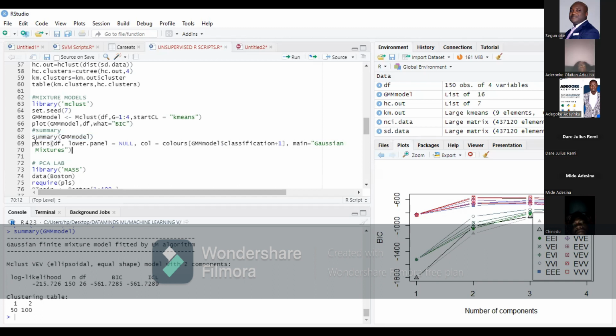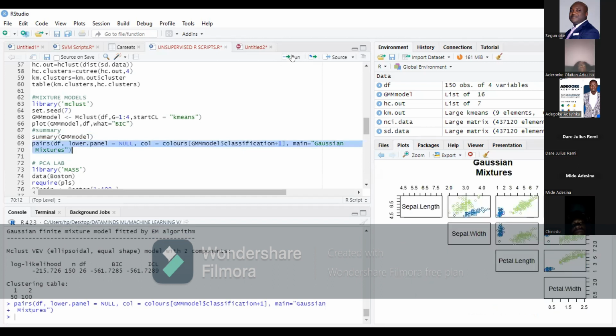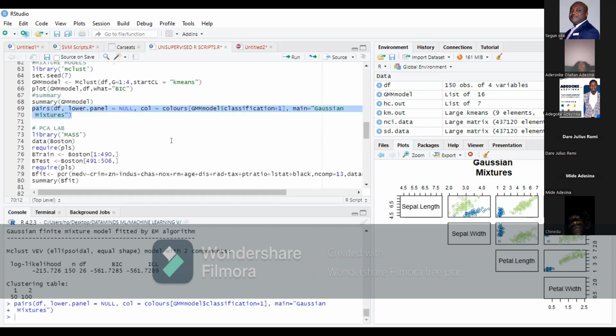Now let's look at the plots now. The plots. Now, this is what was displayed earlier. Look at how this plot looks. It looks more decent than the earlier ones. And yeah, so, and that is it. So we now move to the last part, which is the principal component analysis.